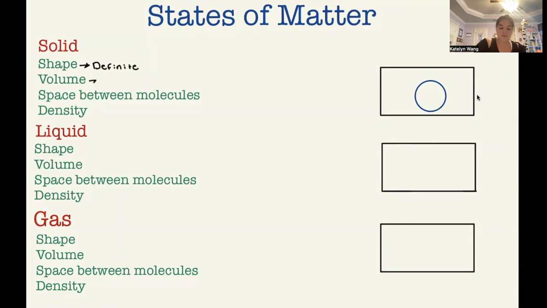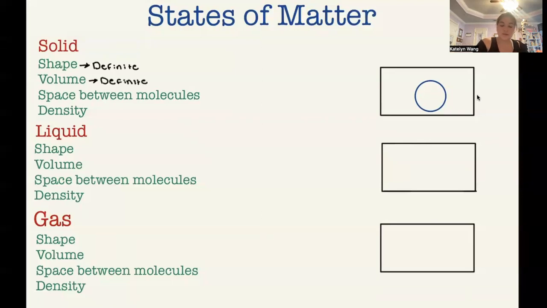Now we're going to talk about volume. So the way I like to think about volume is that it is the amount of 3D space that matter occupies. So we placed this circular solid into this rectangular box. The shape didn't change, and the amount of 3D space that this solid is occupying didn't change. It's just where that 3D space is that it changed. So now it's in a rectangular box versus before where it might have been in a different space. So the volume is also definite.